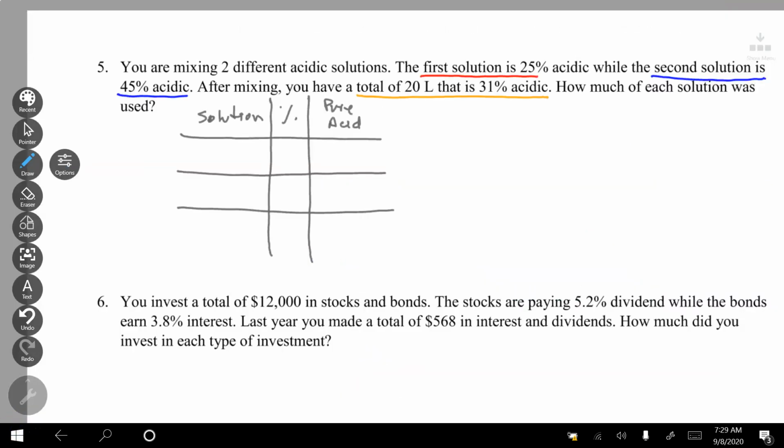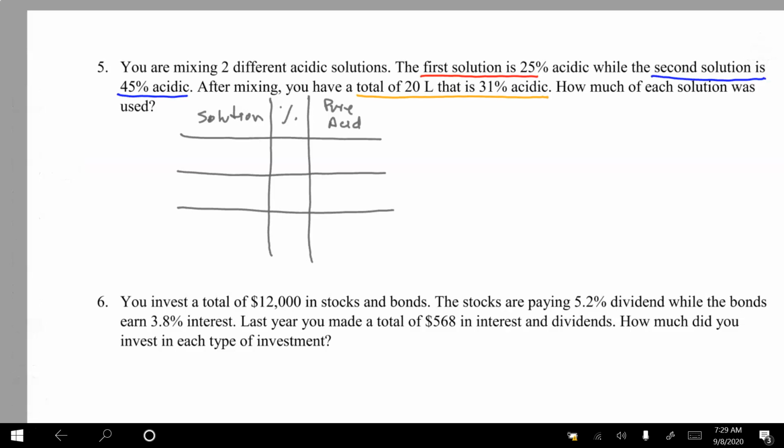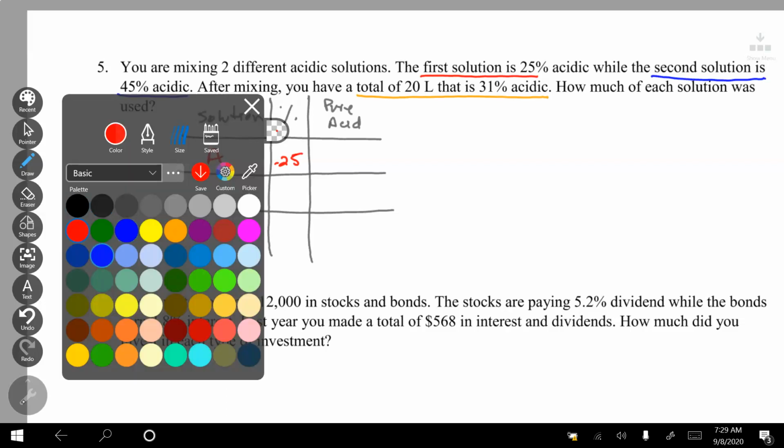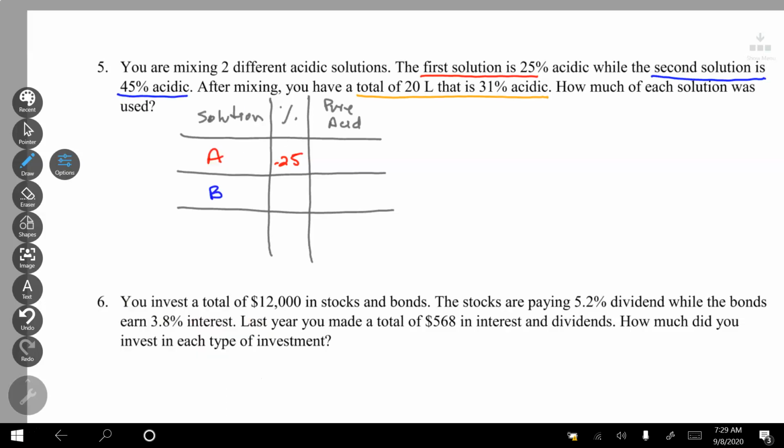Okay, for this next word problem, chemistry class, mixing two acidic solutions together to get a total of what we want. Well, I make a little graphic organizer chart here to help me figure it out. So the first solution I know what it is, I just call it A, but it's 25%. And then the second solution is B, and that's at 45%. And the grand total I know is 20 at 31%.